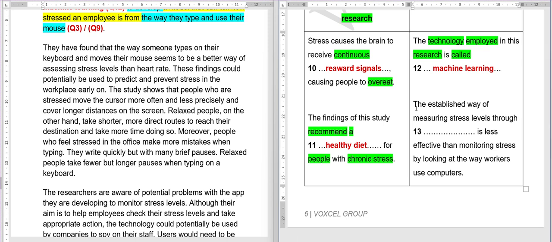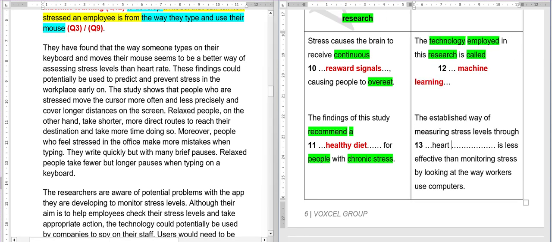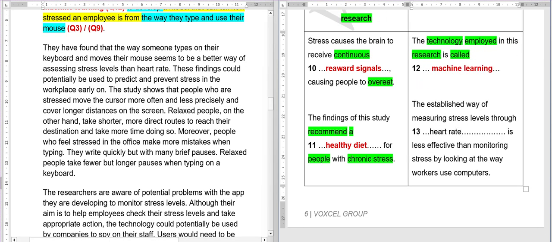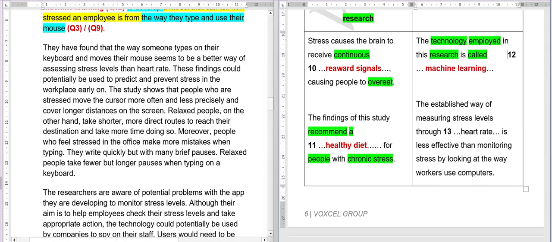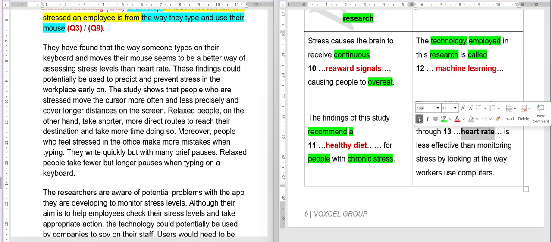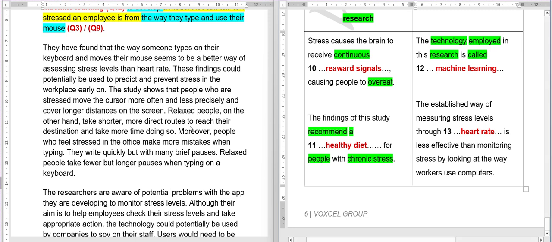Okay, time's up. I'm gonna write the answer, and the answer is heart rate. I hope everybody was able to find the answer.